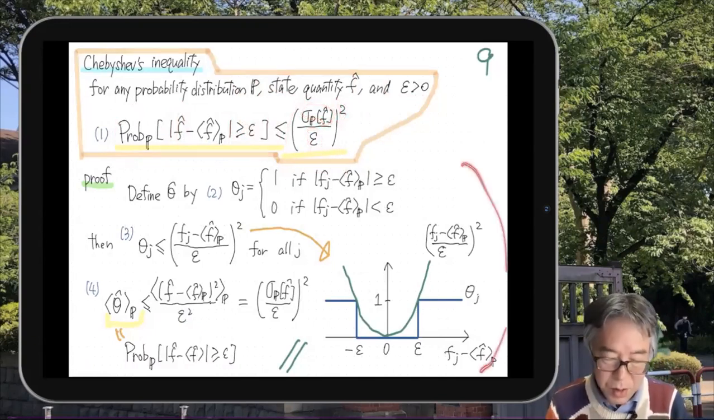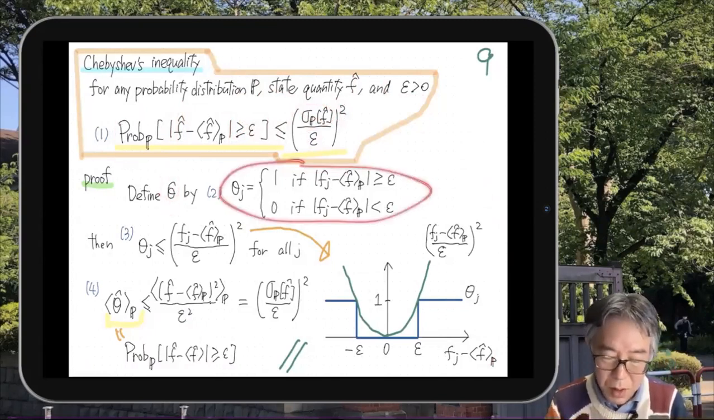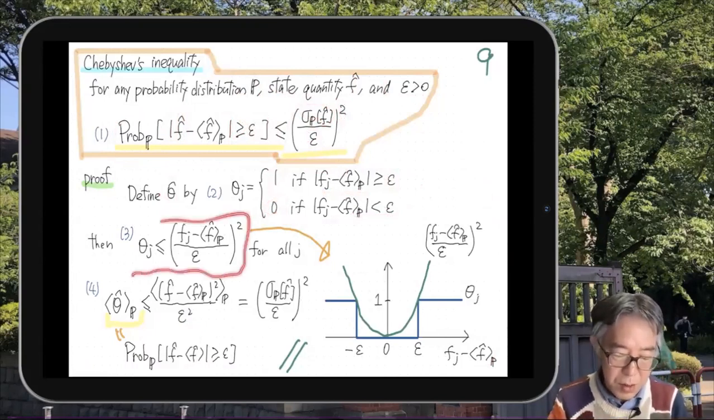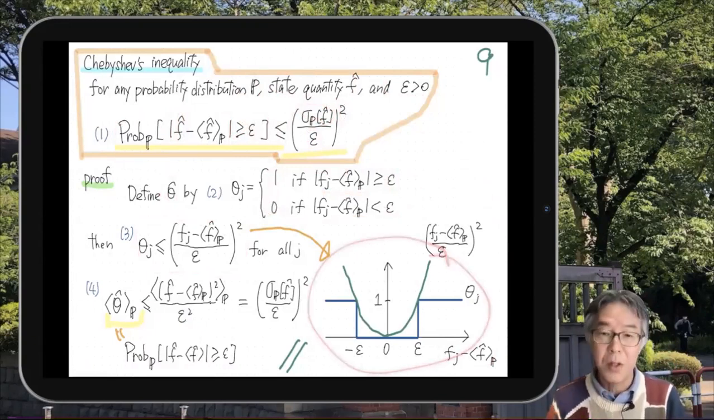It's very simple. It's a trivial inequality. You define a state quantity theta hat by this relation. So if this difference is greater than or equal to epsilon, theta is 1, and it's 0 otherwise. And then we claim that this inequality is valid. To see this, it's better to look at this picture here.